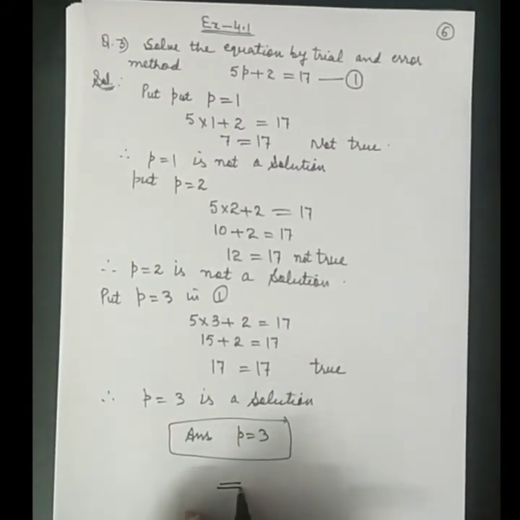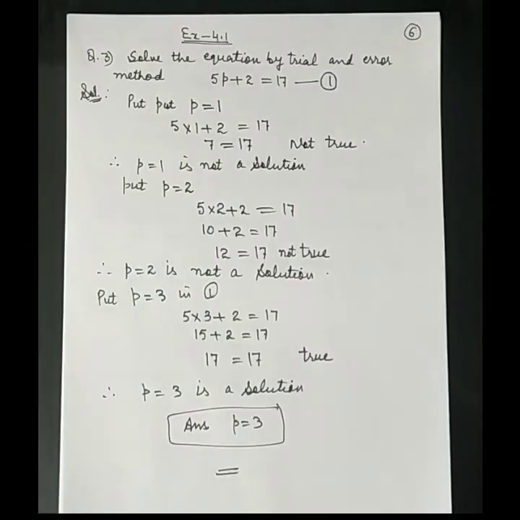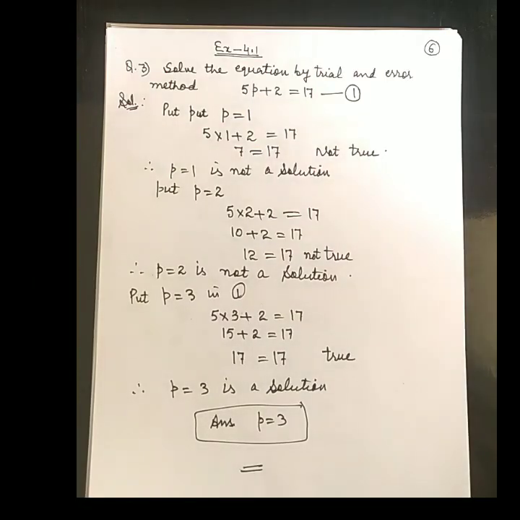You have calculated the value of p by trial and error method. Now question third is completed. So in today's session we have done basic terms, constants, variables, expressions, and how to form the equation, how to write the equation, how to check the solution, whether the given value is the solution of the equation or not, how to find the solution of the given equation by trial and error method. Okay students, God bless you.